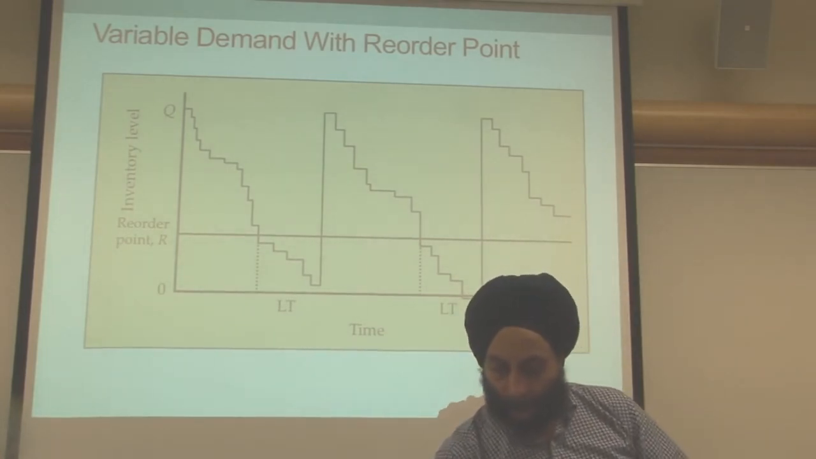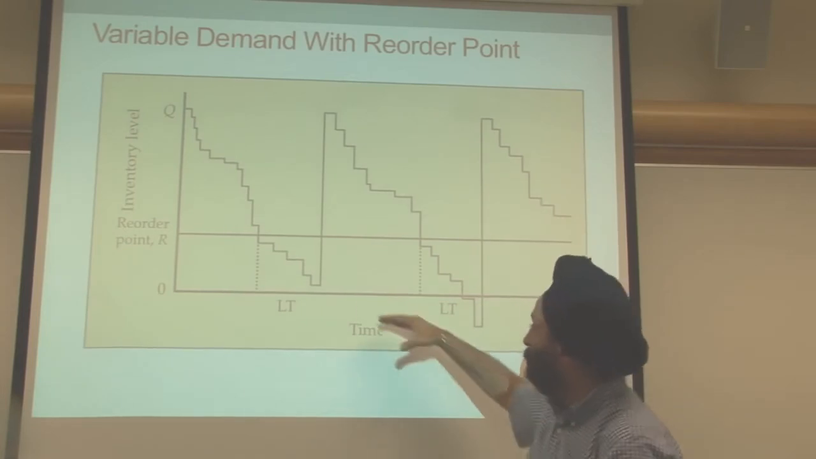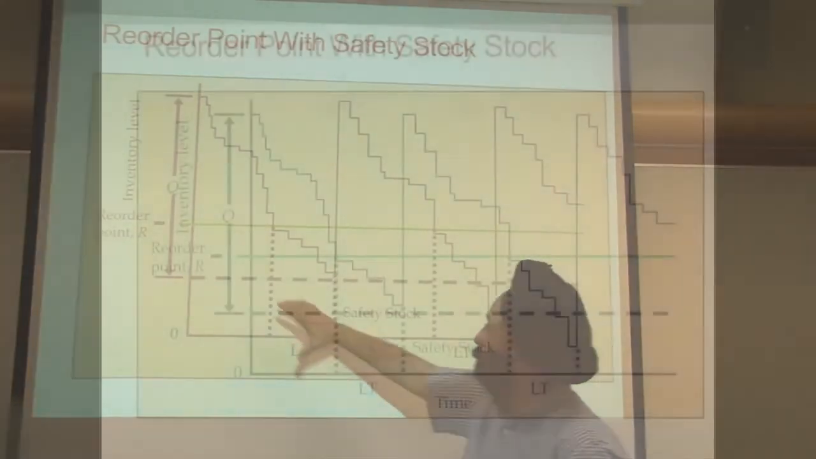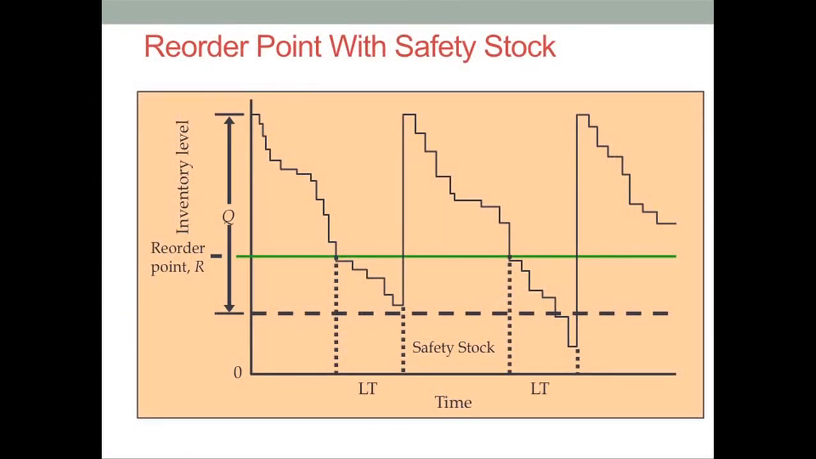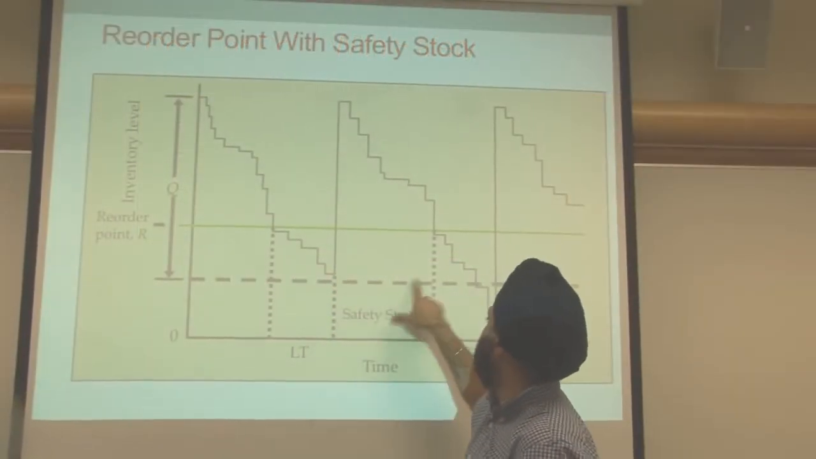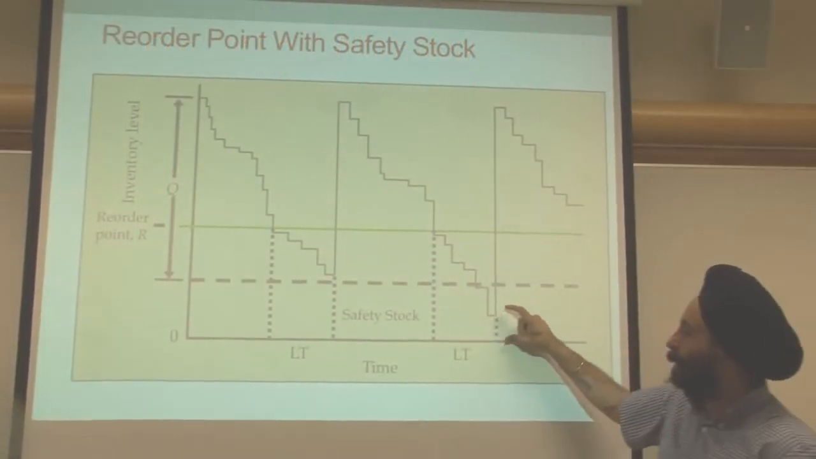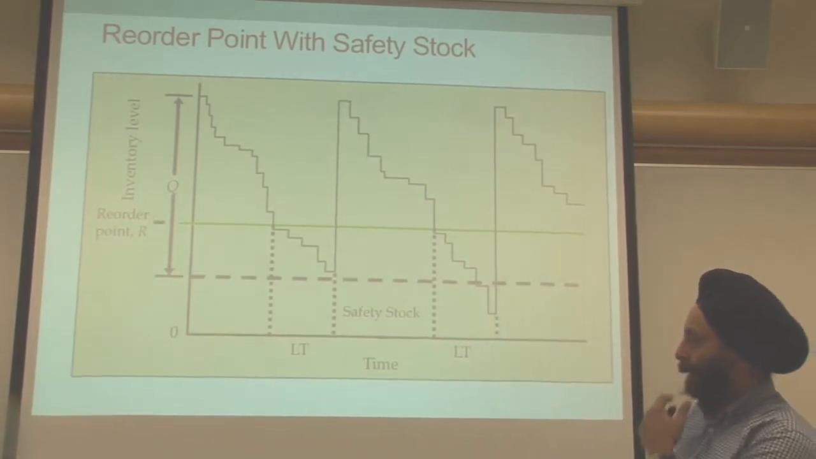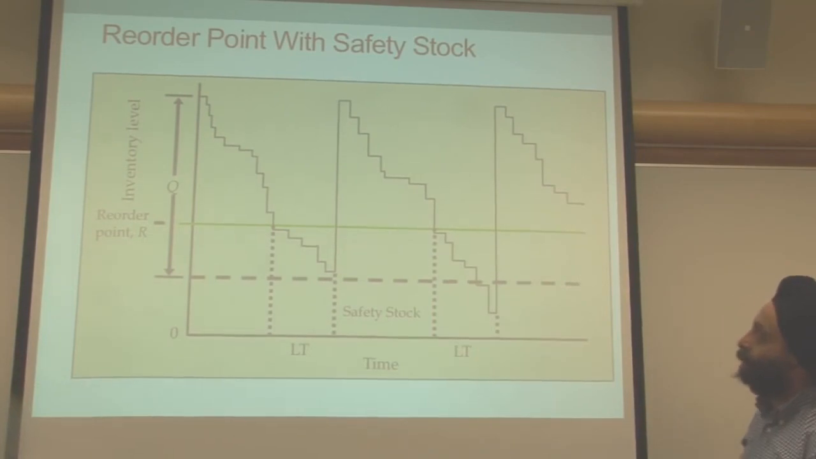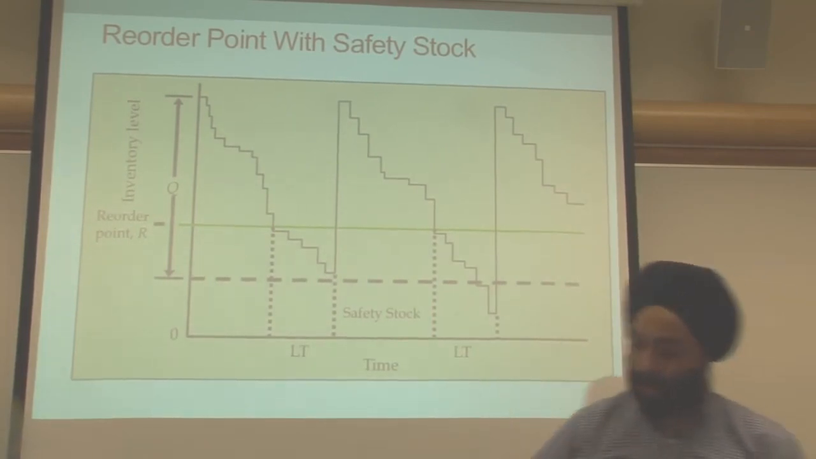In that case, what one has to do is add some safety stock, and that safety stock allows for some buffer. In this case, we didn't need that buffer, but we definitely could have used that additional inventory for an unanticipated demand environment. Okay? So that's one of the things we look into.